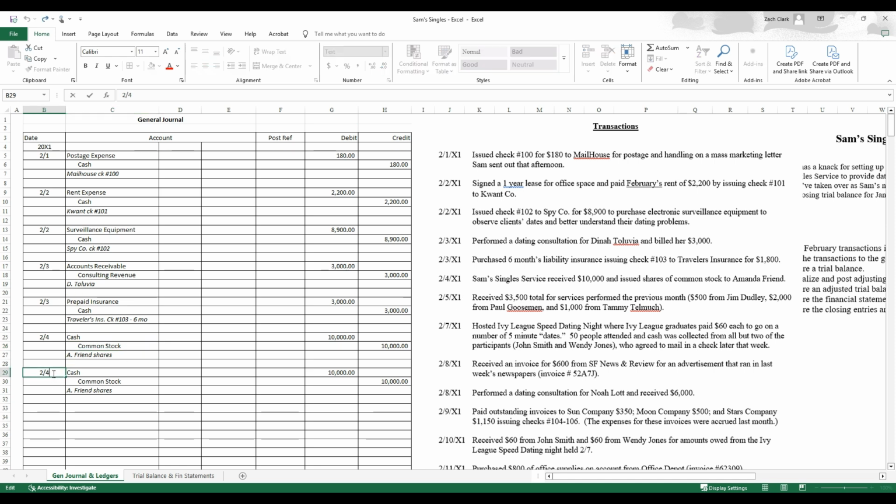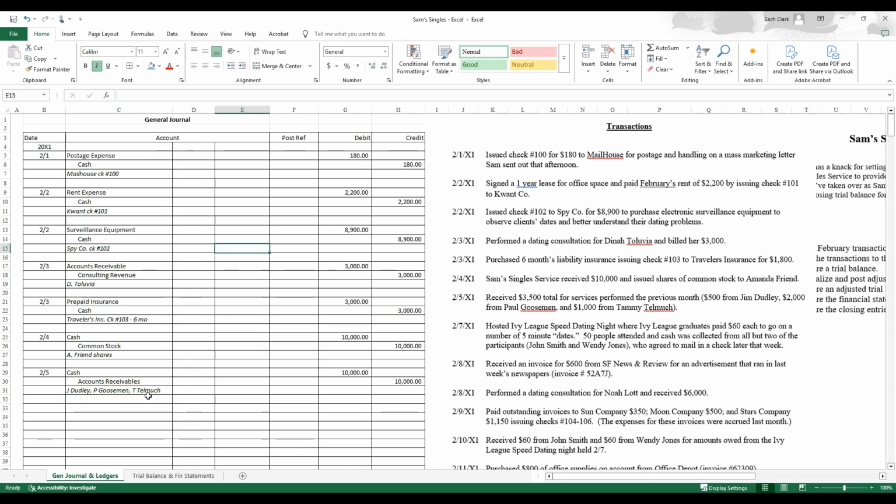Okay, so now we're on to the 5th. And on the 5th, we received $3,500 total for services performed the previous month. So now we're getting the cash. Our receivables are going to go down. And let's just say J. Dudley, P. Gooseman, and T. Telmuch. And I'm going to move this, just stretch that out a little bit. Okay, so now we're receiving amounts from last month.